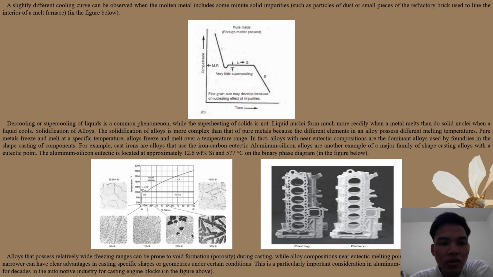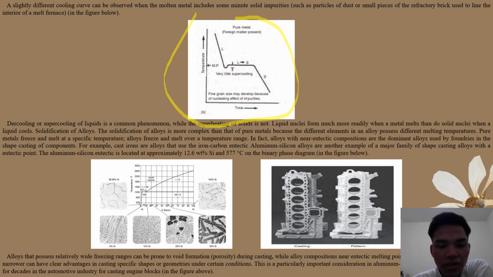A slightly different cooling curve can be observed when the molten metal includes some minute solid impurities, such as particles of dust or small traces of the refractory brick used to line the interior of a melt furnace. In the picture below, the undercooling or supercooling of liquids is a common phenomenon, while the superheating of solids is not. The liquid may solidify much more readily when a metal meets the solid nuclei in a liquid.